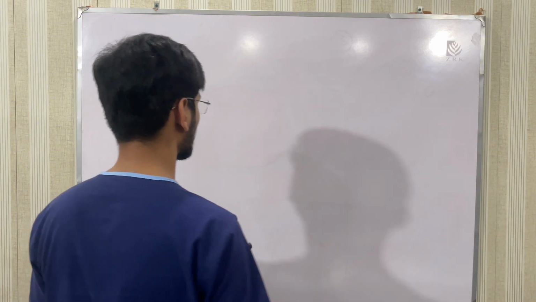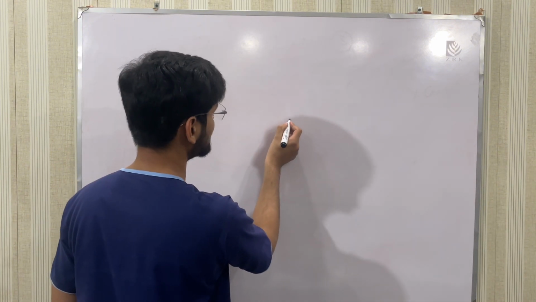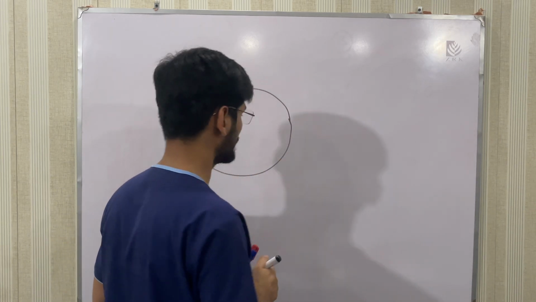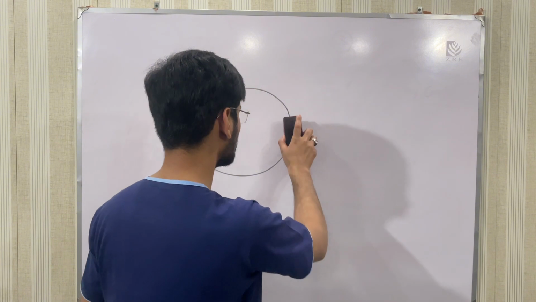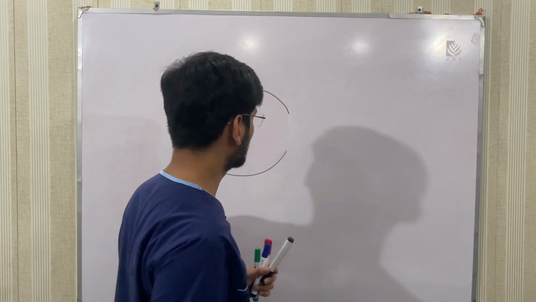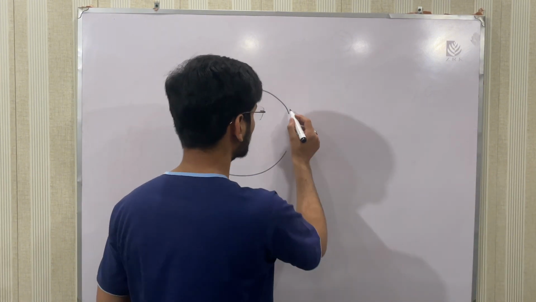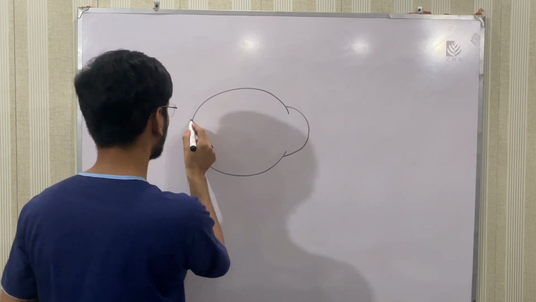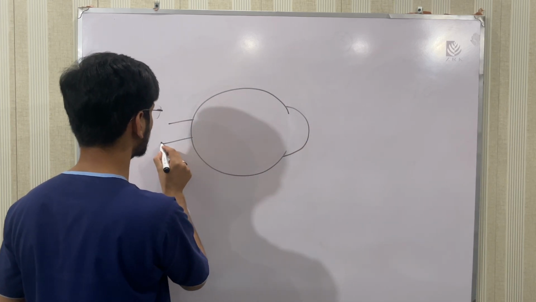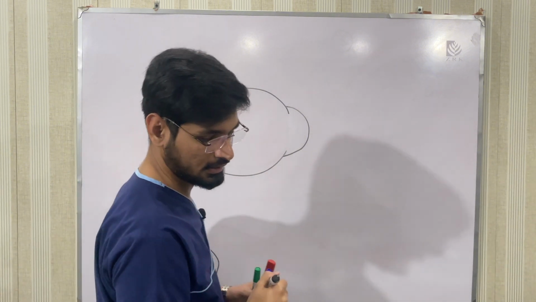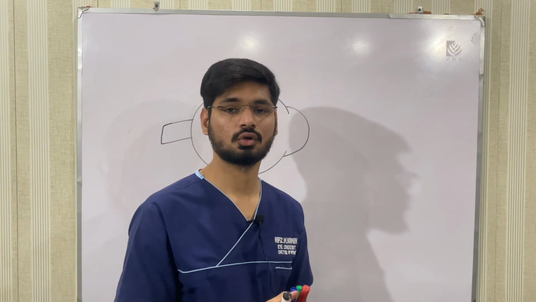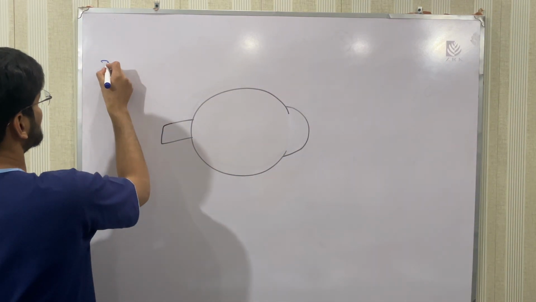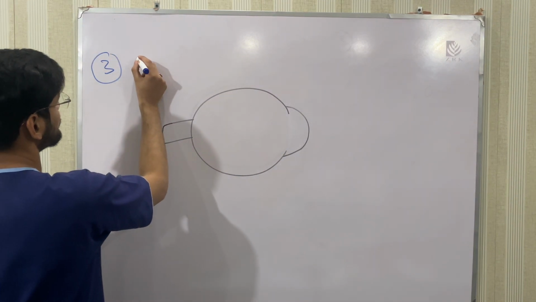First of all, we need to draw the eyeball to understand the anatomy and physiology easily. Why is the eyeball called eyeball? Because it looks like a ball. That's why this is called eyeball. Eyeball has three major coats, or three main layers.